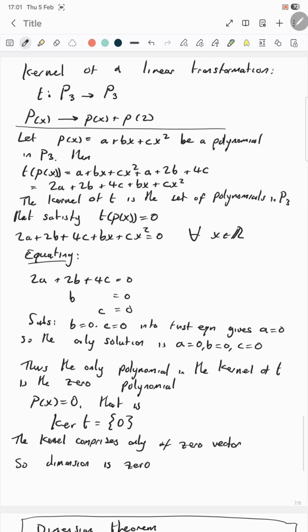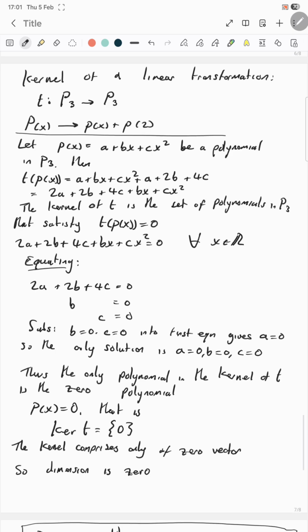Now the kernel of a linear transformation. Let T map P3 to P3, and p(x) maps to p(x) plus p'(x). And I will let p(x) be this here as a polynomial in P3, and we'll let our mapping be shown as such. Now the kernel of T is the set of polynomials in P3 that satisfy this condition, for all x contained in the reals.